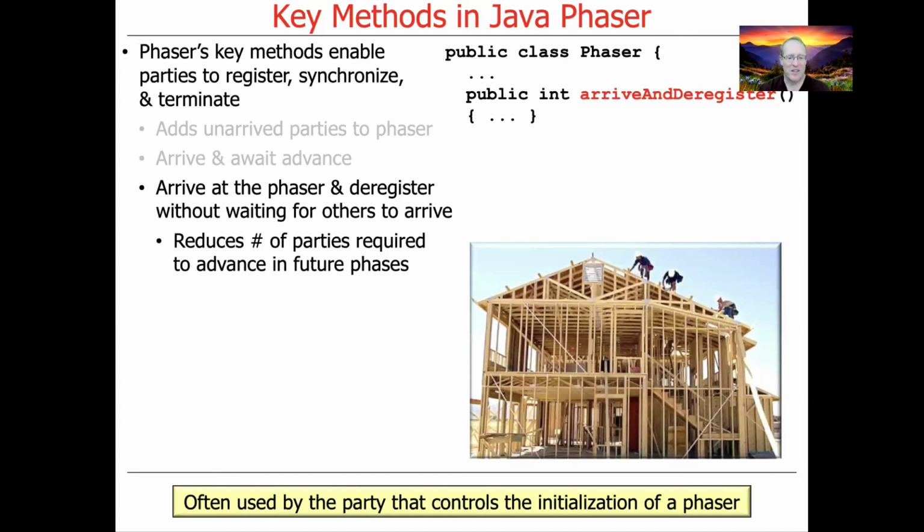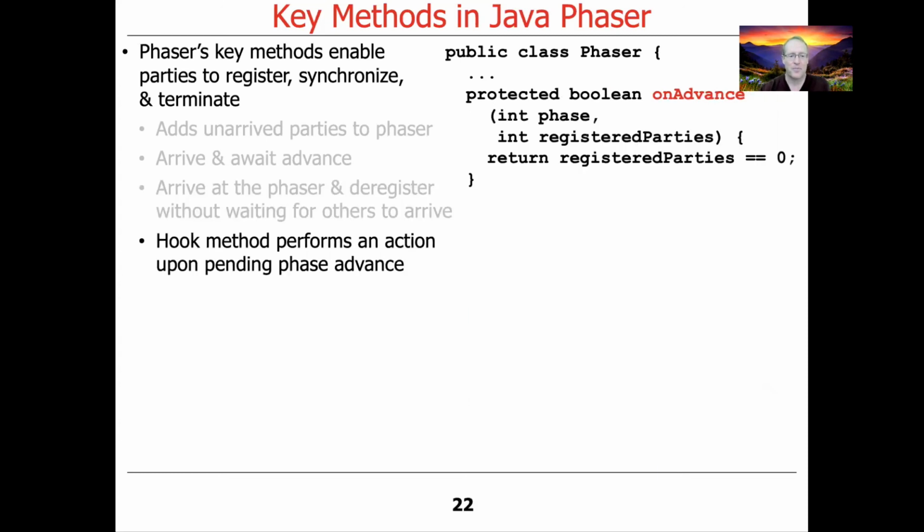Don't wait for me to be here any further. This particular method is often used by the party that controls the initialization of the phaser. So what we typically do is we want everybody to wait until the main controller has arrived, and then they can start, and that guy goes away and is not considered any further in the phasing and the cycles.